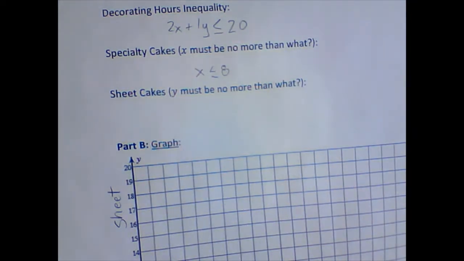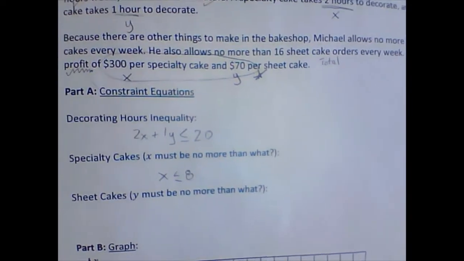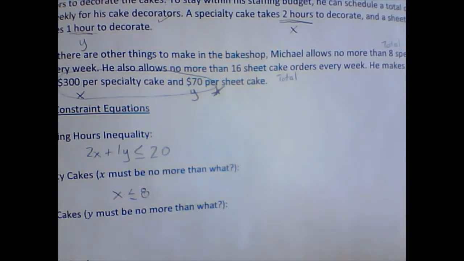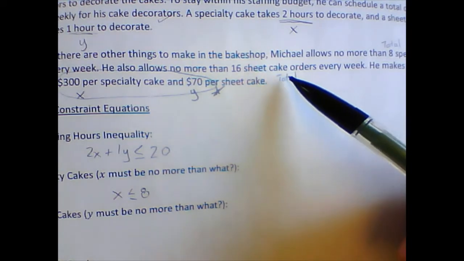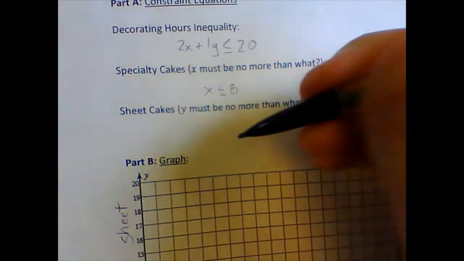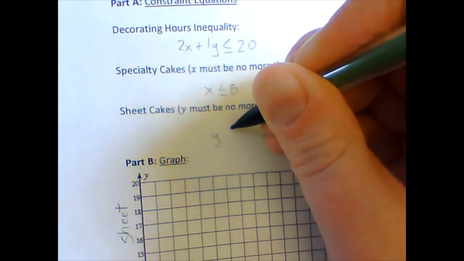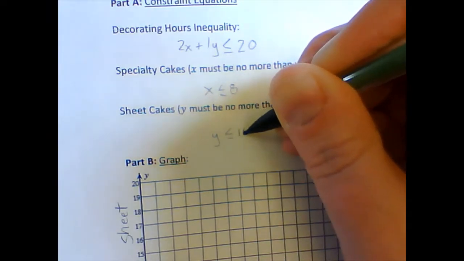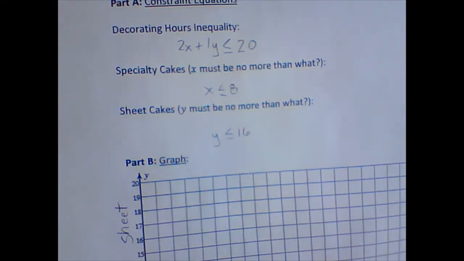That's a total of just the X for a week. It doesn't have anything to do with the other group of cakes. They have their own limit. They are limited to 16 in a week. They don't take as much time as the specialty cakes, which are special by definition, but they still take time. So maybe it's materials. We don't know exactly why there's limits. We just know that there's limits on these. So there are the equations. And now we have equations out of the story problem, and we're ready to go on to part 2.